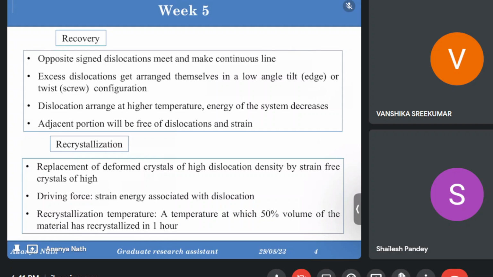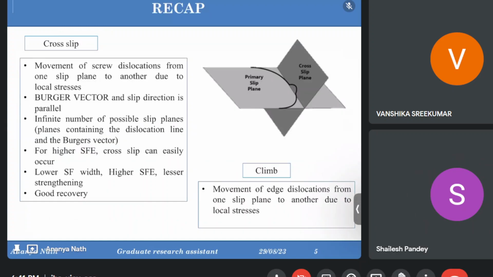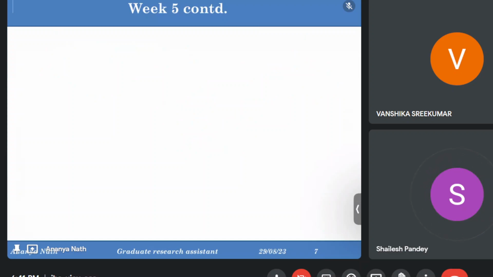The next topic which was taught... Excuse me, ma'am. Yes. Ma'am, could you please explain how the screw dislocation interacts with edge dislocation with a diagram? Okay, okay. So I'll take the example which was taken in the lecture.